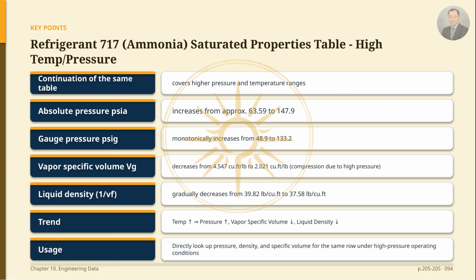The usage is the same. Find the temperature for the high-pressure operating condition in the row, and directly look up the pressure, density, and specific volume values in the same row.